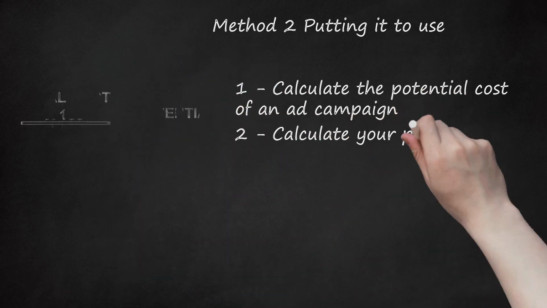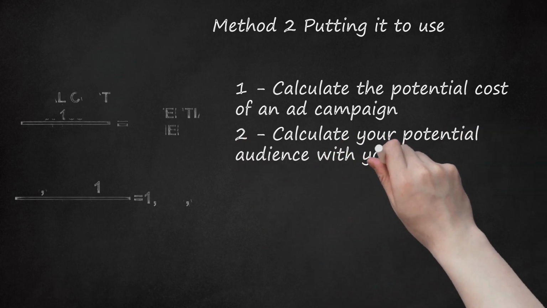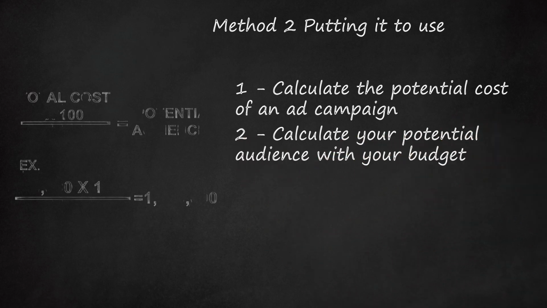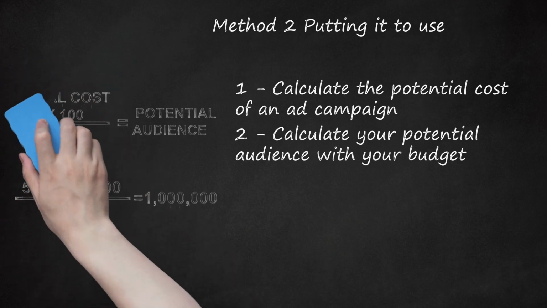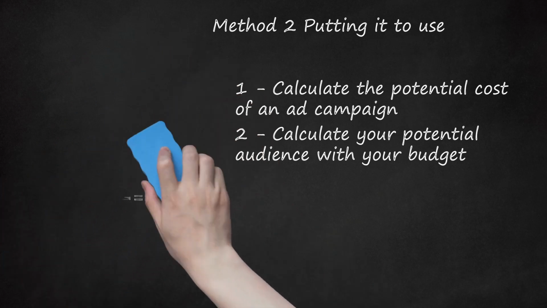2. Calculate your potential audience with your budget. Similarly, if you have a set rate and budget, you can determine if the potential audience is worth the money spent. Potential audience equals total cost times 1,000, divided by CPM. For example, a $50,000 advertising budget at a CPM of 10 can get up to 5 million impressions.